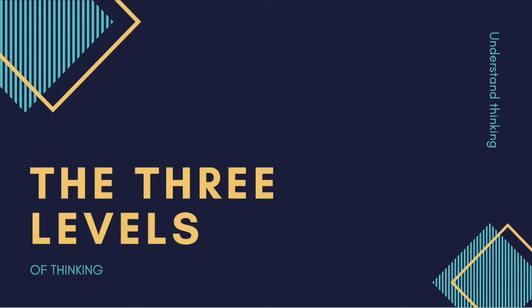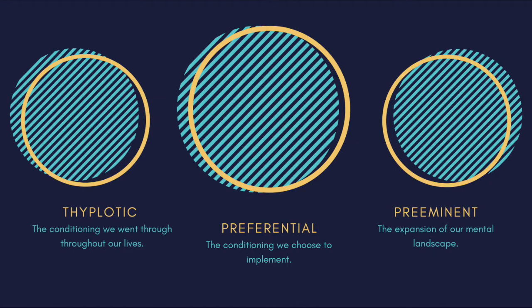In this lecture, we're going to be talking about the 3 levels of thinking, for you to understand how you think a bit deeper and a bit more properly. The 3 major components are typlotic, preferential, and preeminent.